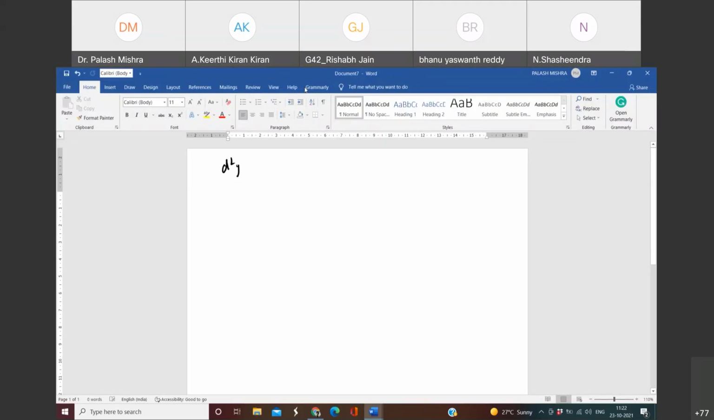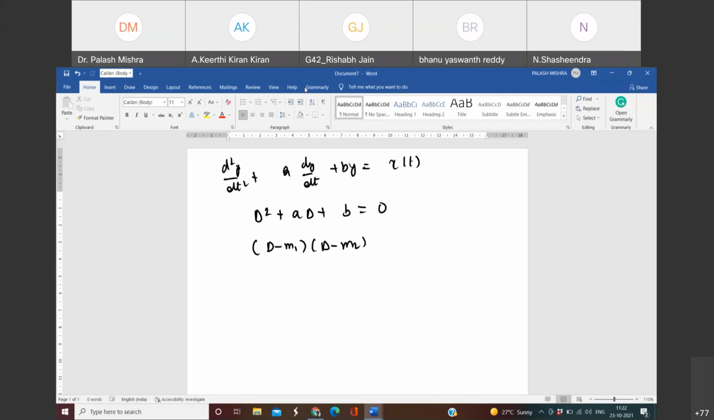d squared y by dt squared plus a times dy by dt plus b y equals x(t). So the characteristic equation again you have to find out: D squared plus aD plus b equals 0. Suppose its roots are (D minus m1) and (D minus m2). It will definitely have two roots. So suppose the roots can be factored something like this, and you put it equal to 0.